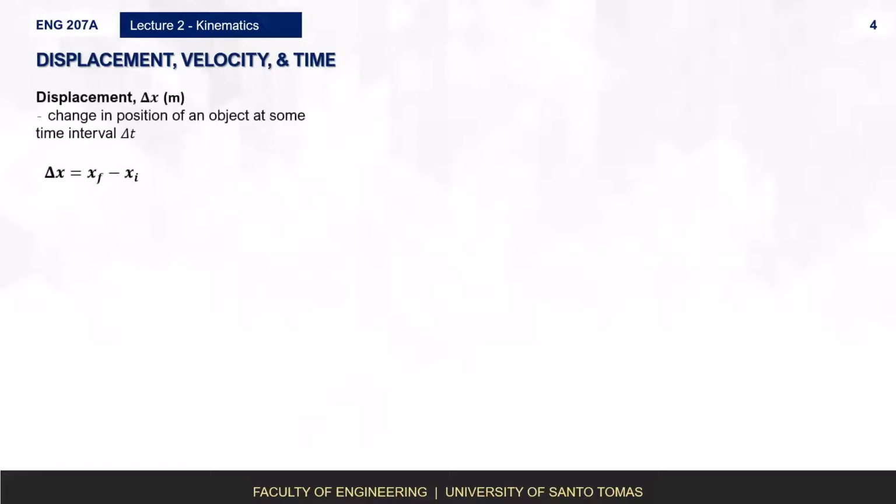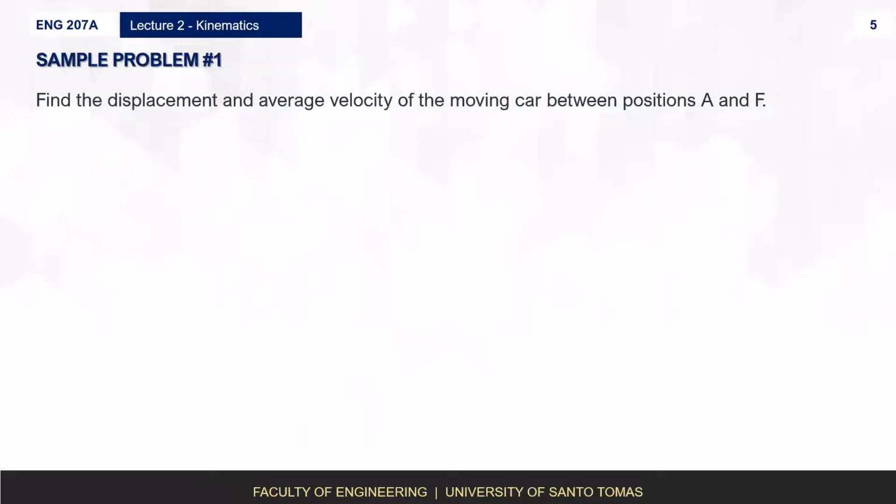Again, displacement, as I've mentioned before, is the change in position of an object at some elapsed time or time interval. We can solve for displacement, delta x, by subtracting its initial position from its final position. Let's analyze the problem again. We are to find the displacement and the average velocity of a moving car. We can solve this by visualizing it via a graph or visually drawing it.